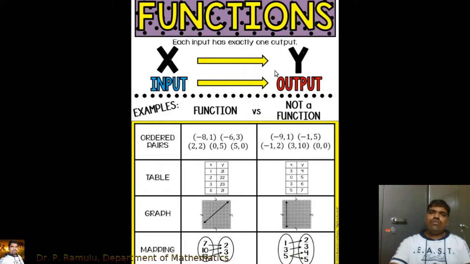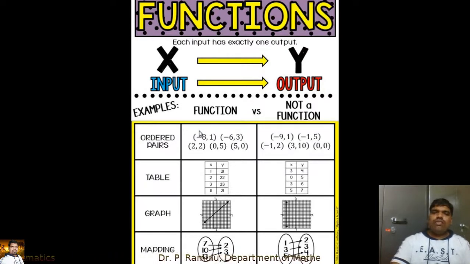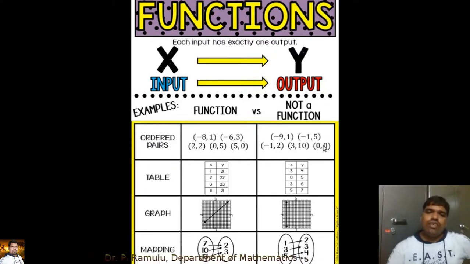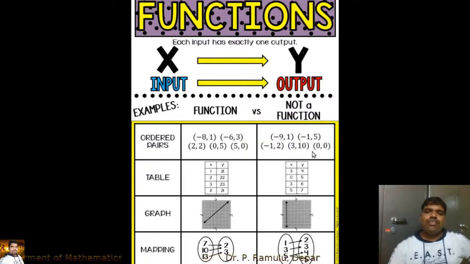X inputs, y outputs. Examples. Ordered pairs: you can define a function like this also. We have not discussed this before, but by using ordered pairs we may define functions. Here, minus 9, 1, minus 1, 5, minus 1, 2, 3, 10.